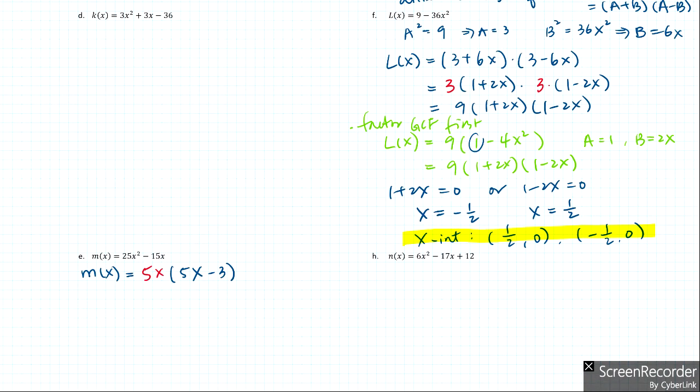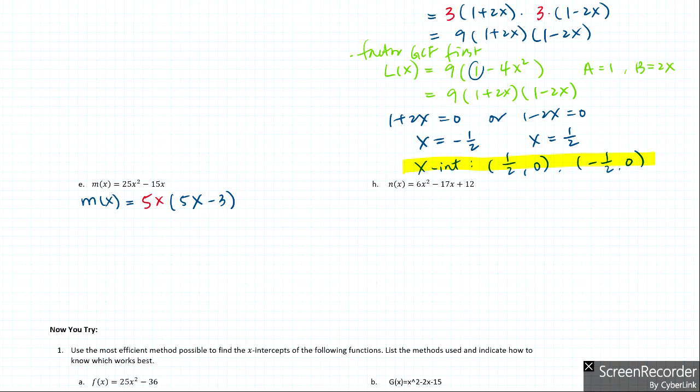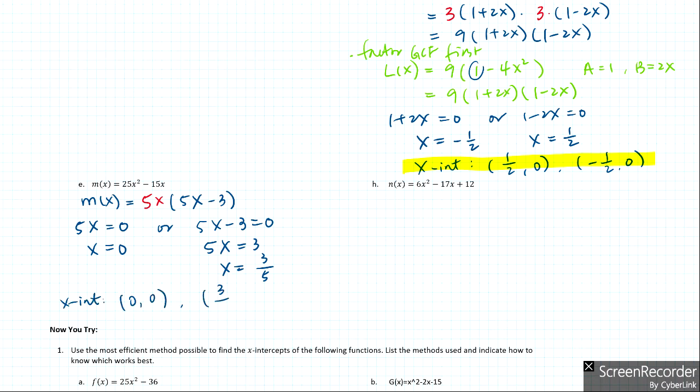And again, looking back to part F, that was a typical difference of squares question where we have 9 being a square number and 36x squared being a square number as well. So once we do this, we would want to set each factor to be equal to 0. So 5x equals 0 or 5x minus 3 equals 0. And here x equals 0 or 5x equals 3, x equals 3/5. Therefore, we get the x-intercepts are (0, 0) and (3/5, 0).